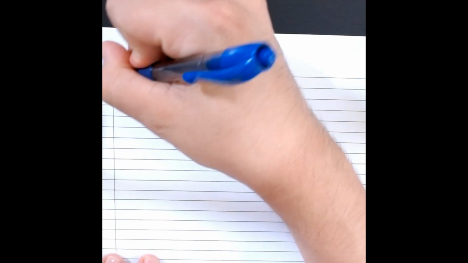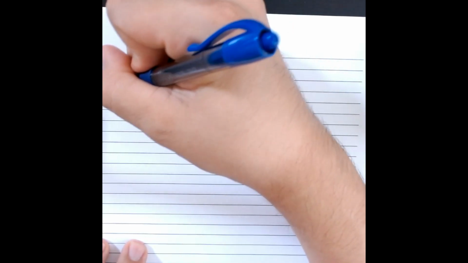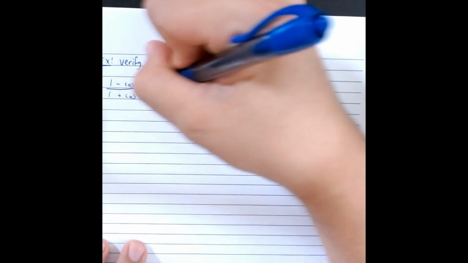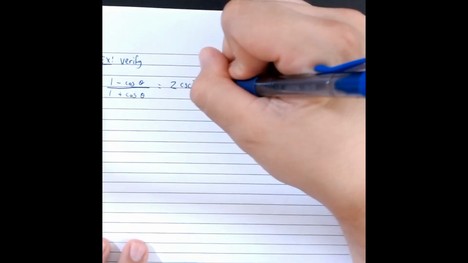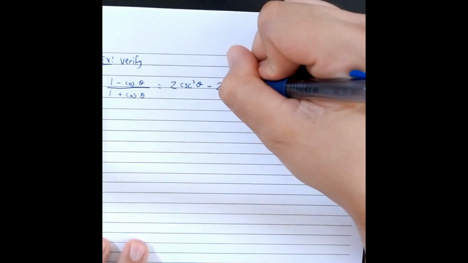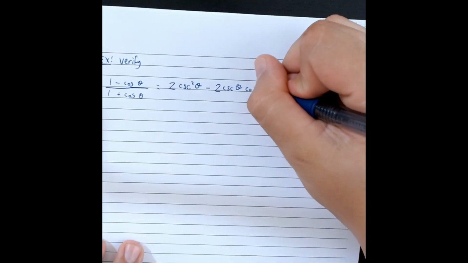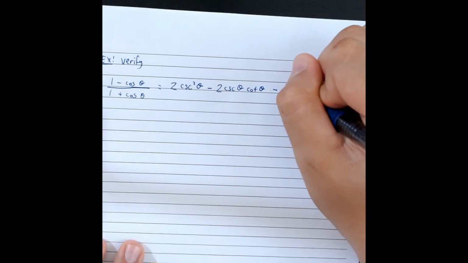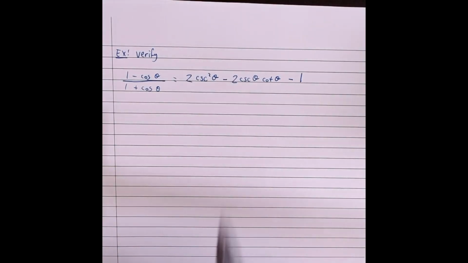Let's say, for example, we want to verify the identity one minus the cosine of the angle theta over 1 plus the cosine of the angle theta is equal to 2 times the cosecant squared of theta minus 2 times the cosecant of theta times the cotangent of theta minus 1. All right, so let's give this a try.